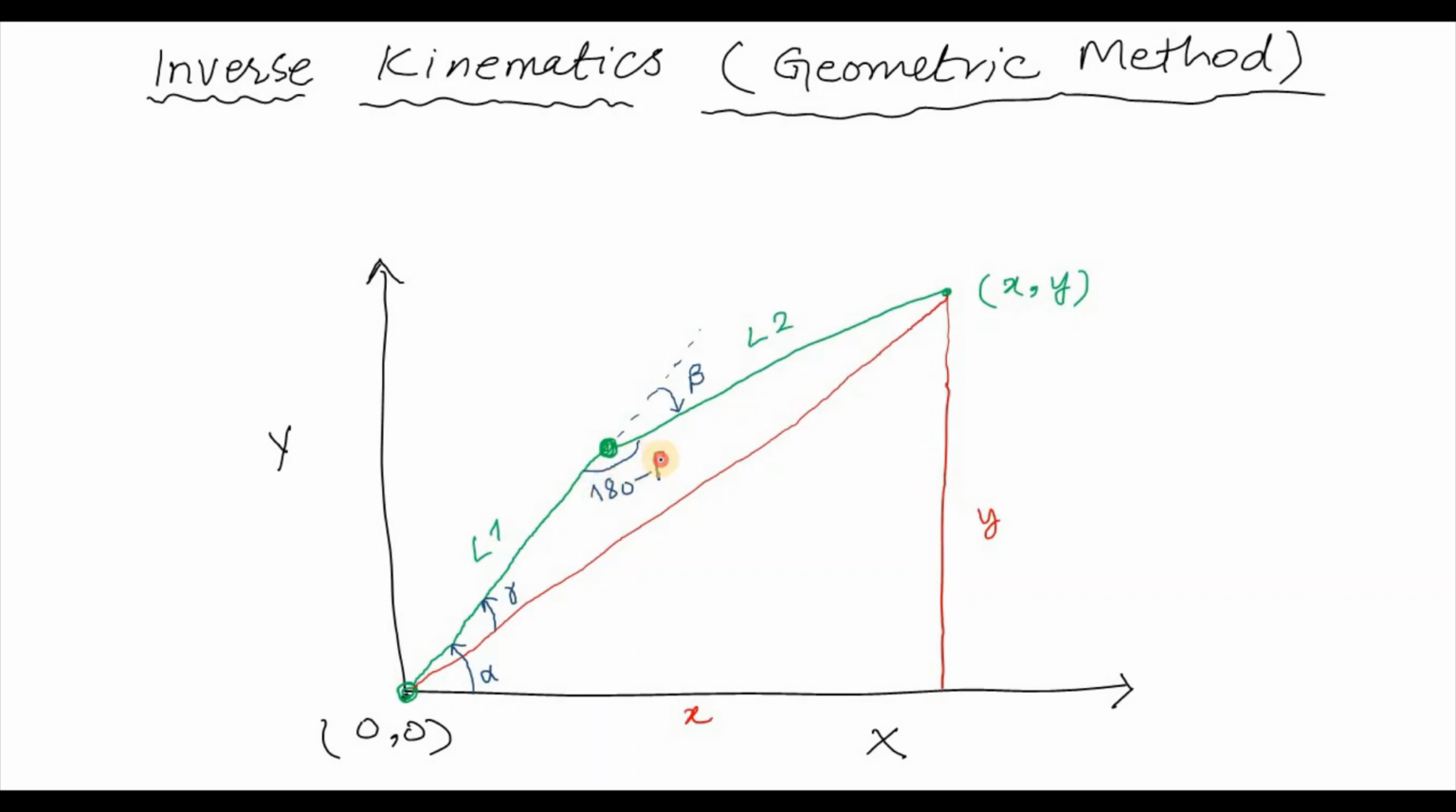(180 minus beta), because this angle is beta and the whole angle is 180 degrees. So if you see only this angle here, this angle will be alpha minus gamma.